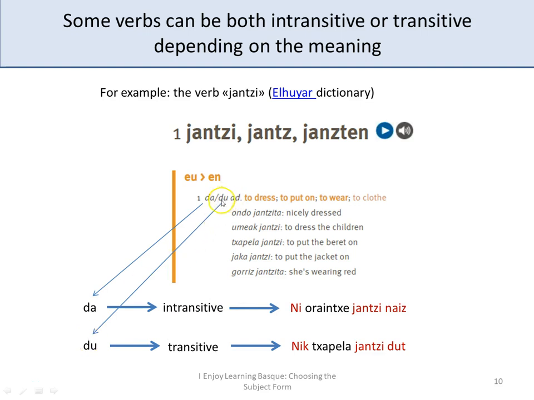Du is like, it's transitive, a transitive verb. So nik txapela jantzi dut. It means that I have worn a hat or a beret. So it means that it's wear or dress, but in intransitive ways, like I got dressed, and in transitive ways that I wear or I wore a clothes.